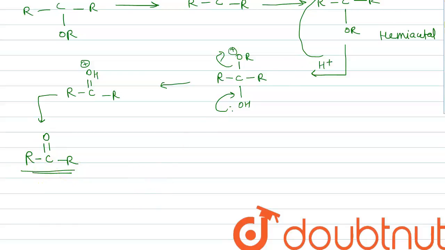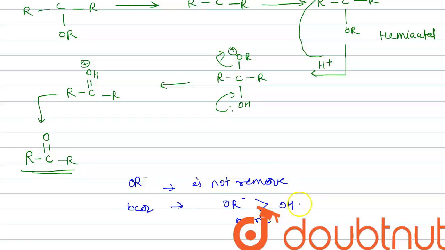And in case of base, OR minus is not easily removed. Why? Because OR minus is more basic than OH. That's why this acetal form does not go back to the ketone form. But in case of acid, it occurs very easily.